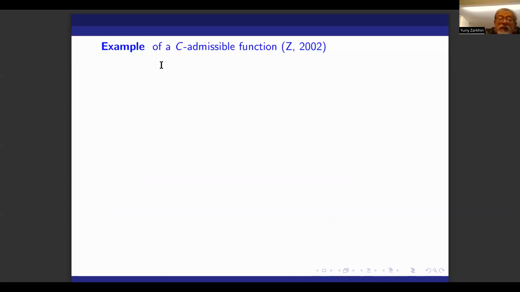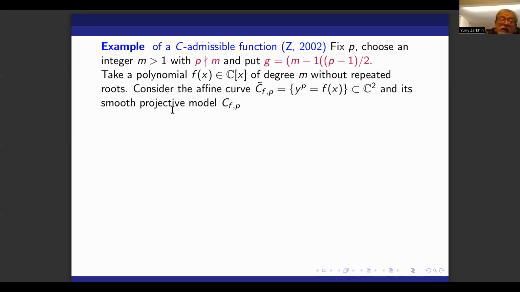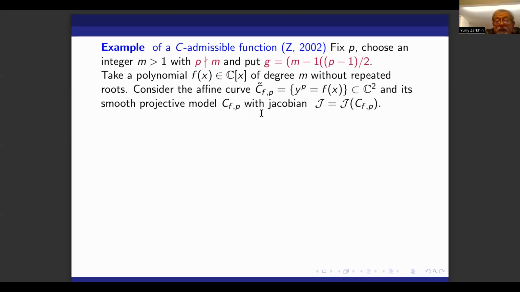Now, let me give an example of a C-admissible function. Fix a prime p, choose an integer m strictly greater than 1 that is not divisible by p, and put g equal to half of the product (m minus 1)(p minus 1), which looks like the formula for the genus of a curve. Take a polynomial f(x) with complex coefficients of degree m without repeated roots, and consider the affine curve C tilde defined by the equation y to the p equals f(x). It's a plane affine smooth irreducible curve. Let's look at its smooth projective model C with Jacobian J.